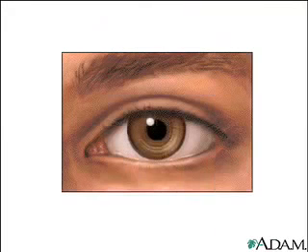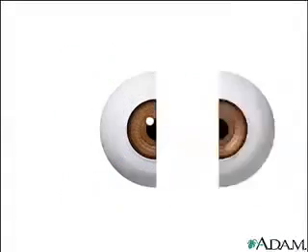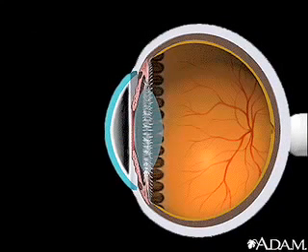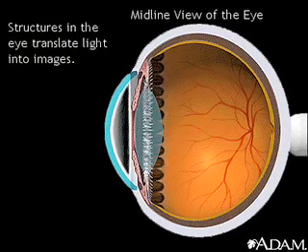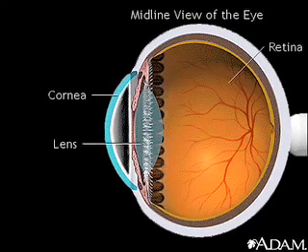Vision is usually the dominant sense used by people with sight. The eye is the organ of sight and is shaped as a slightly irregular hollow sphere. To get a better view, let's enlarge the eye and turn off the lights. Here's a midline view. Various structures in the eye enable it to translate light into recognizable images. Among these are the cornea, the lens, and the retina.